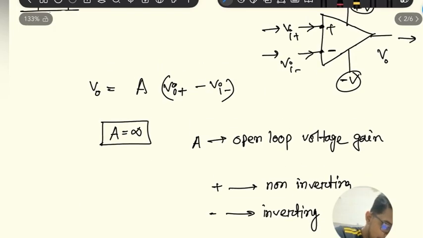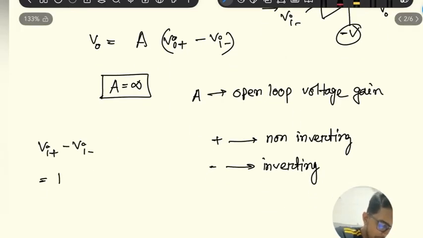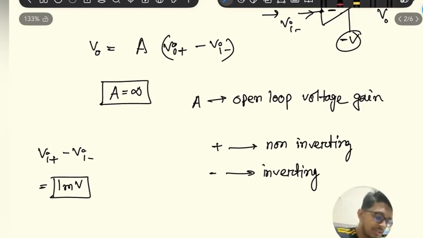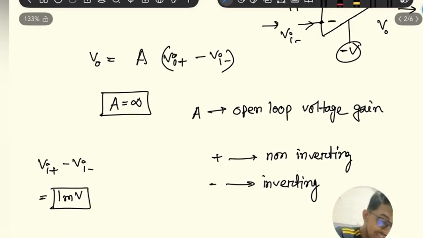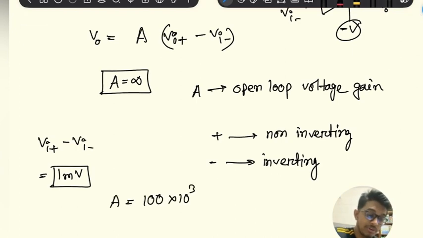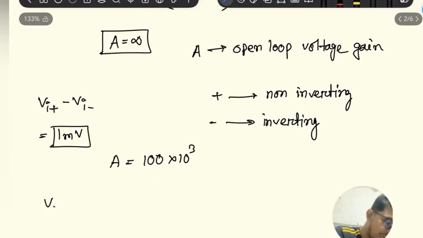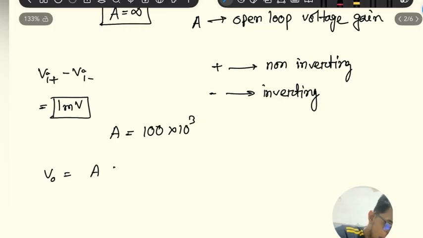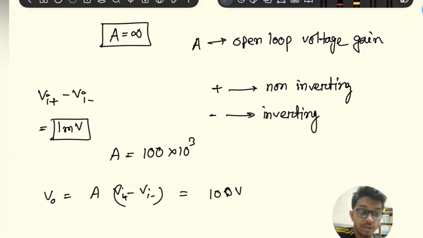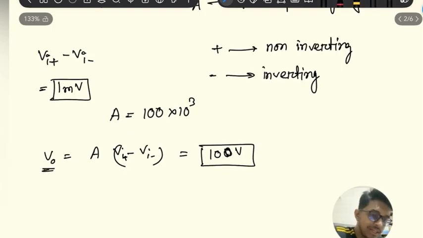Imagine the difference between Vi plus and Vi minus is, let's say, 1 millivolt. As we know, the ideal op-amp's amplification factor or open loop voltage gain is infinity, but in real op-amps the A is not infinity, but it's still pretty huge. Let's say it is 100 into 10 cube or 10 to the power 5. So what will be the output? V0 is equal to A into Vi plus minus Vi minus. It will be 1 milli, so 100 volts. But the question is, will we actually get V0 equal to 100 volt?